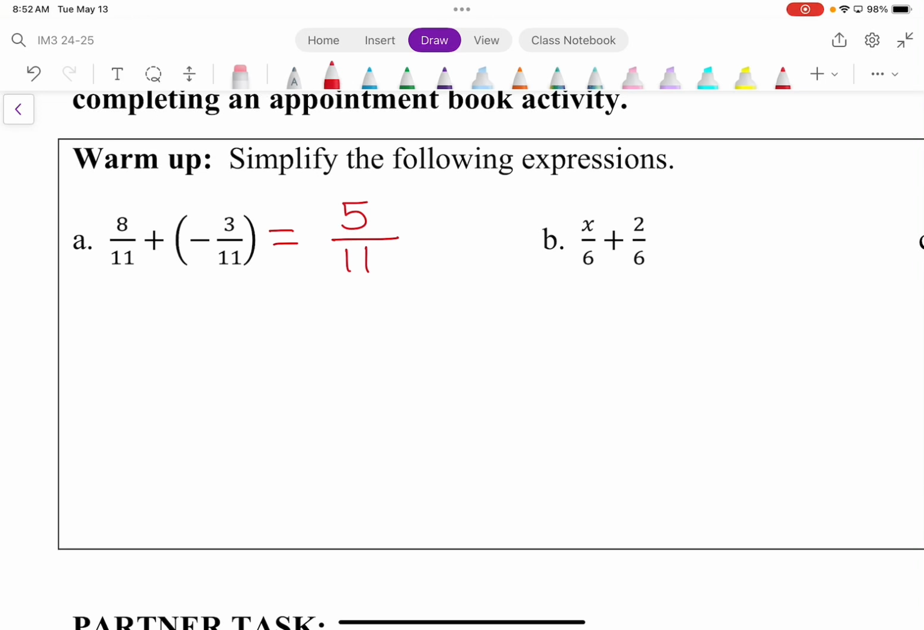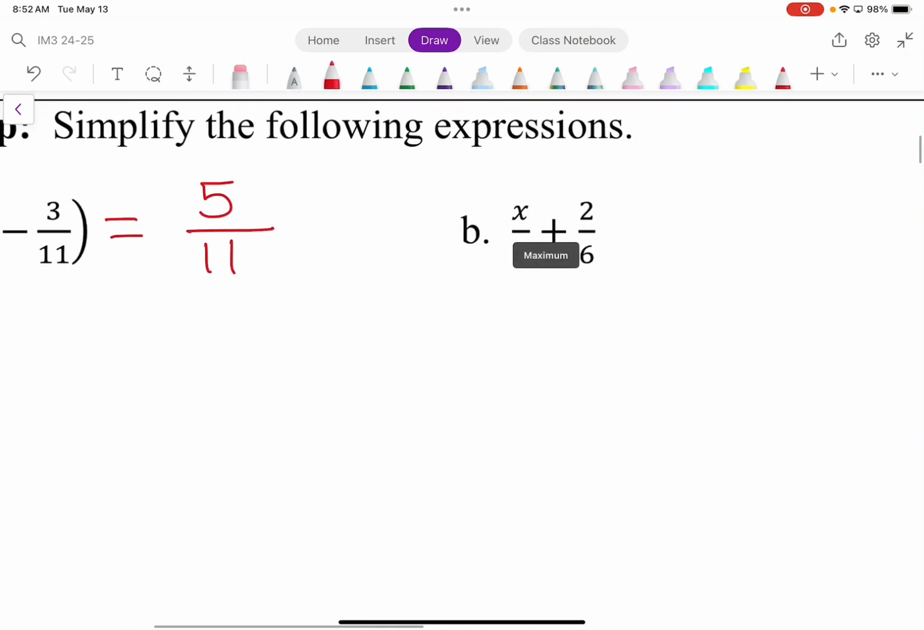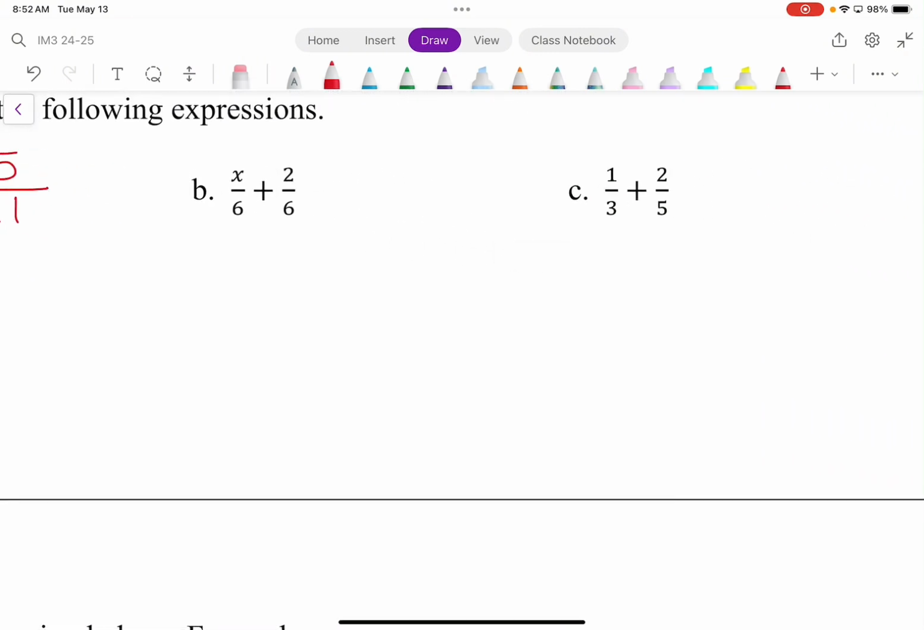So yeah, anyway, moving on to problem B, x over 6 plus 2 over 6. You will notice that we have the same denominator, so we should be able to just combine the numerators. X plus 2 is not 2x. Okay, I see a lot of people making this mistake. X plus 2 is not 2x. Why would an x plus 2 equal 2x?